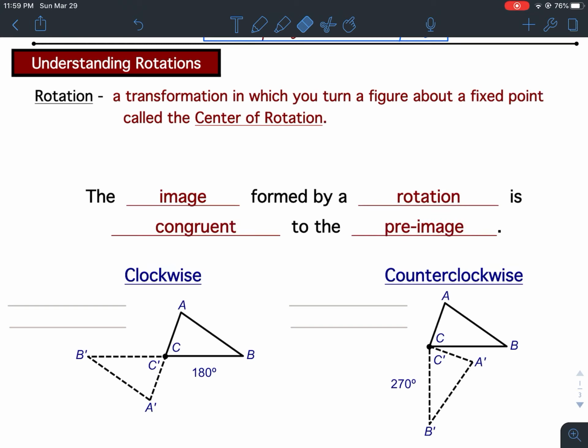The image formed by a rotation is congruent to the pre-image. Okay, this is just like translations and reflections. Your pre-image and your image are congruent. Just like reflections, just like translations, with rotations, your pre-image and your image will be congruent. So go ahead, pause your video, get your definition, and fill in your blanks.